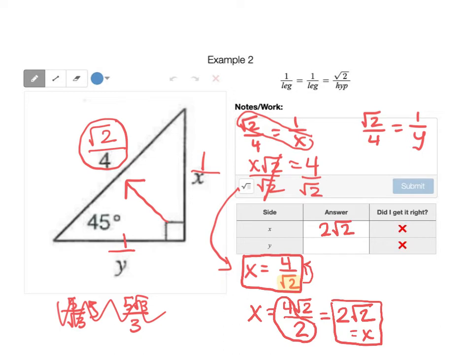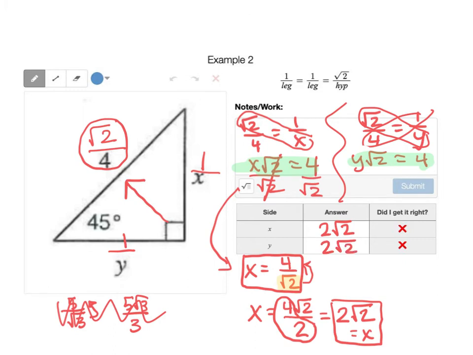Okay, I go to do y, and I notice I have y root 2 equals 4. It's looking the exact same as that problem. So I know they're going to be the exact same answer, so I know y is also 2 root 2. Okay, the legs should always match. They're in the 1-to-1 ratio. So if I find one, I know the other.